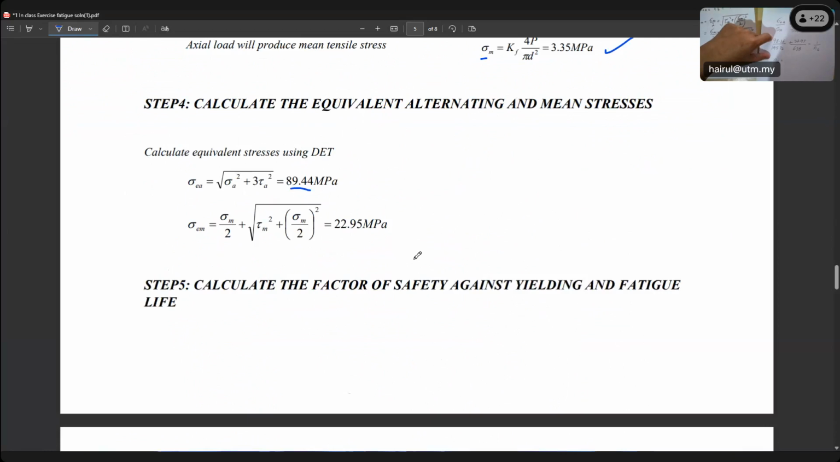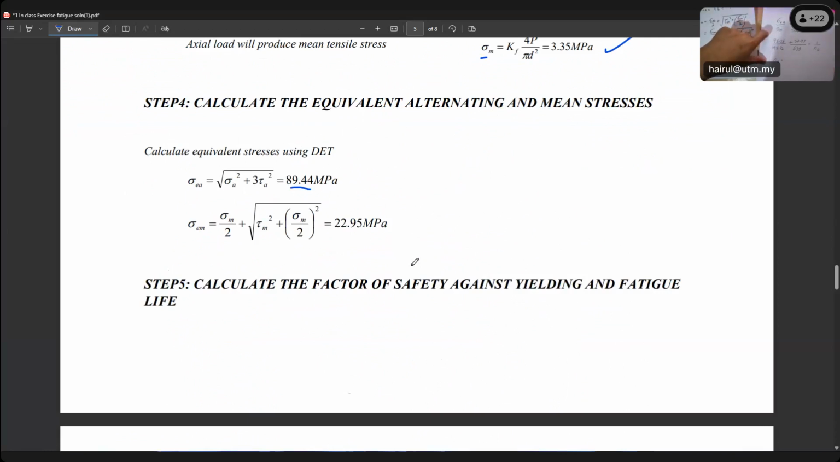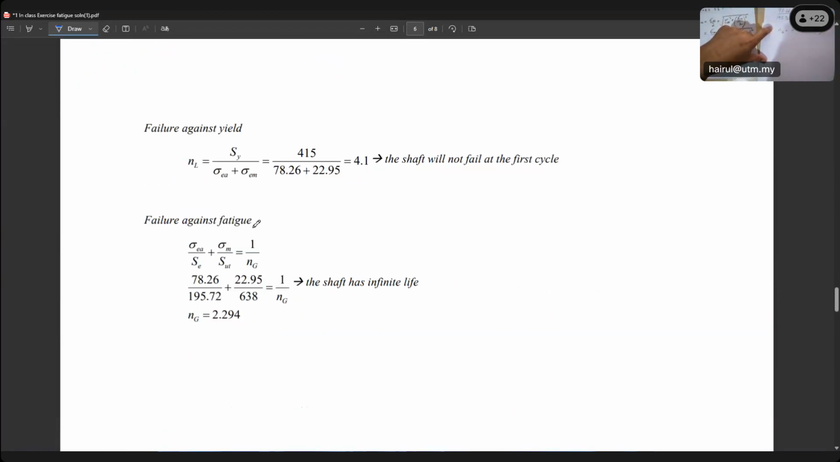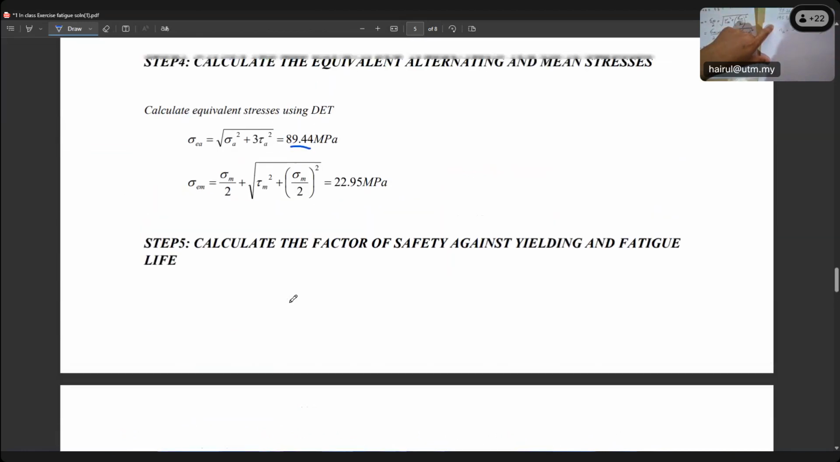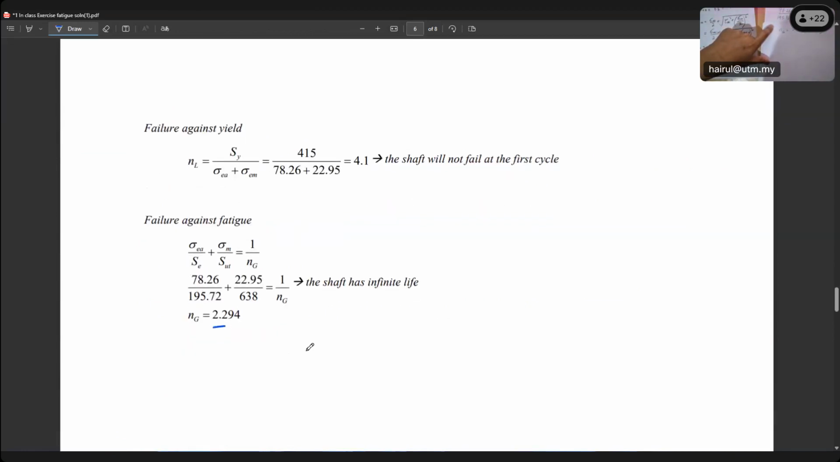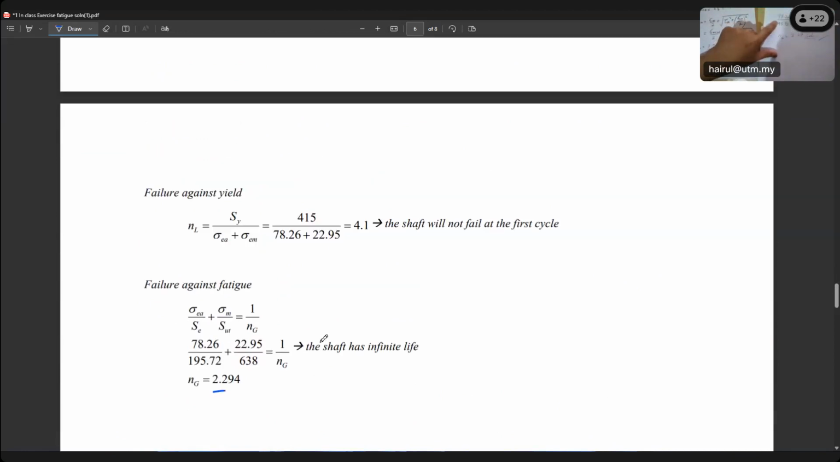You understand me or not? So what's my value compared to the solution? Might be different. Mine is 2.29. So it means safe. You just check. If you look at the solution, it also says safe against failure. So the solution has 2.29, and what did I get? This is 78.26, and the 2.29, Doctor.